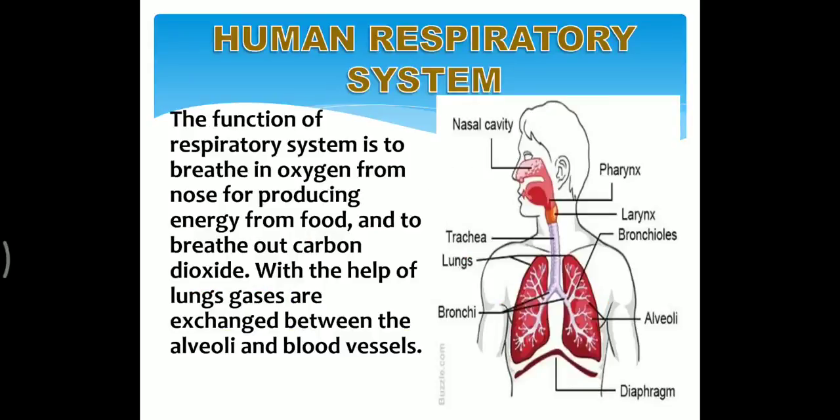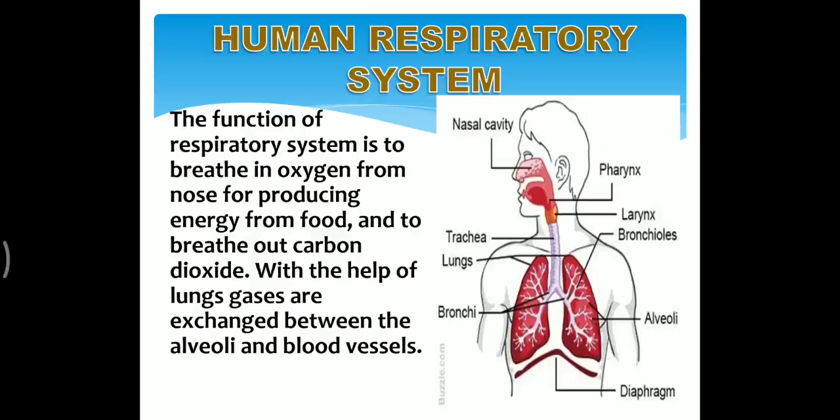Now let us study the human respiratory system. The function of the respiratory system is to breathe in oxygen through the nose for producing energy from food, and to breathe out carbon dioxide, which is released as a byproduct. With the help of lungs, gases are exchanged between the alveoli and blood vessels. You can just see the organs here: nasal cavity, pharynx, larynx, trachea or windpipe, bronchi, bronchioles, lungs and alveoli.